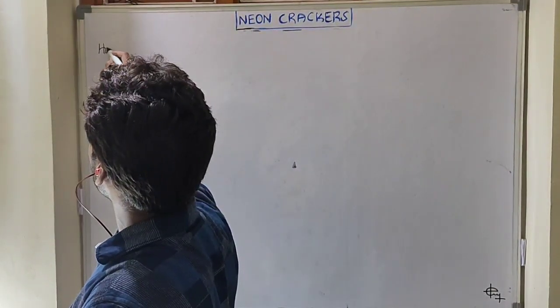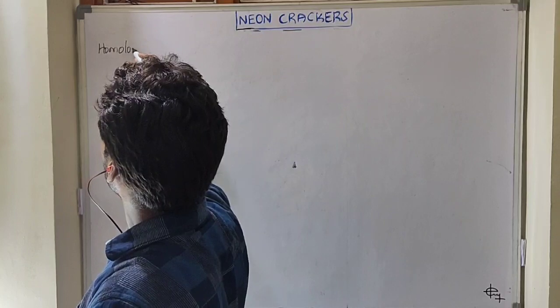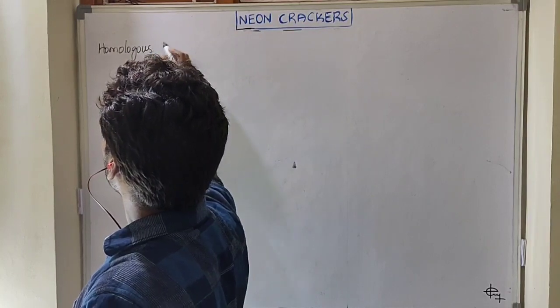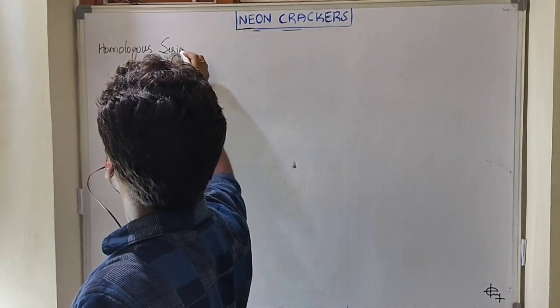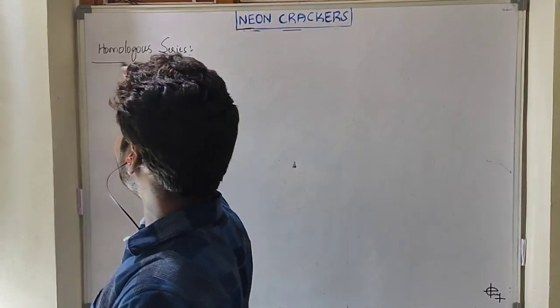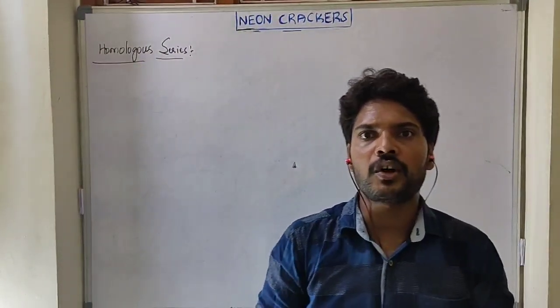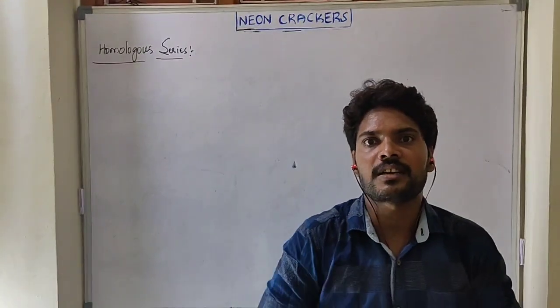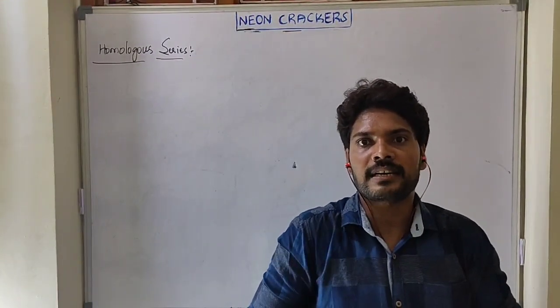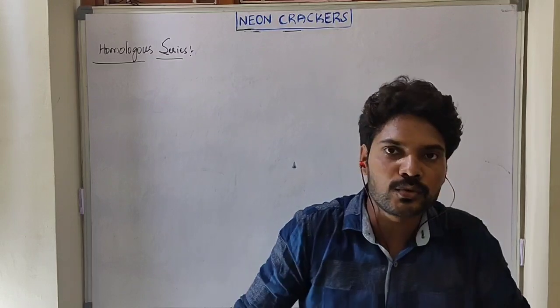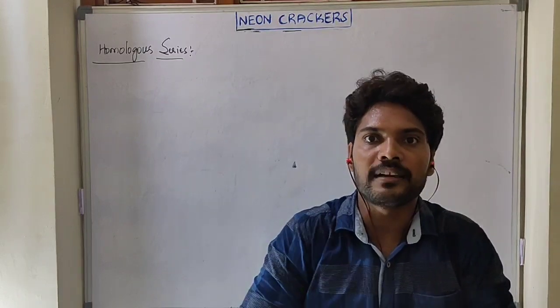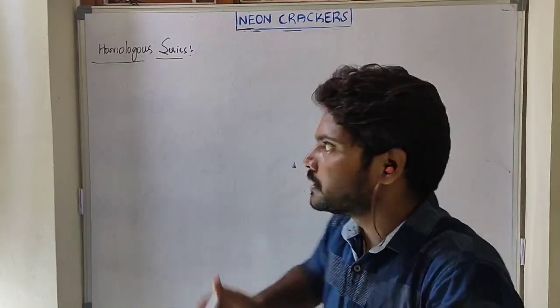Homologous series. So what is the definition of homologous series? A series of compounds where each compound differs from the next compound by a constant unit CH2, a molar mass of 14 grams.